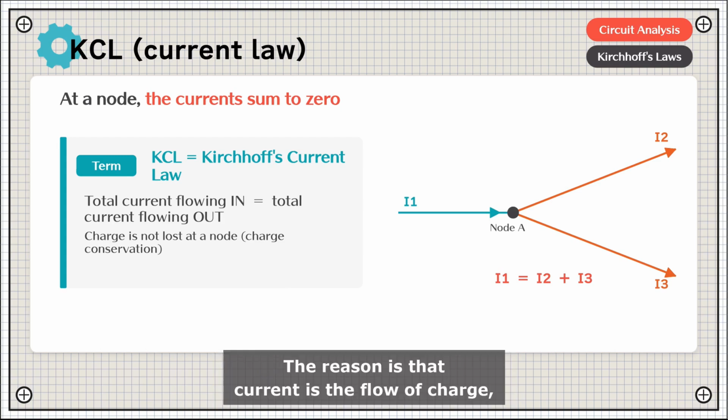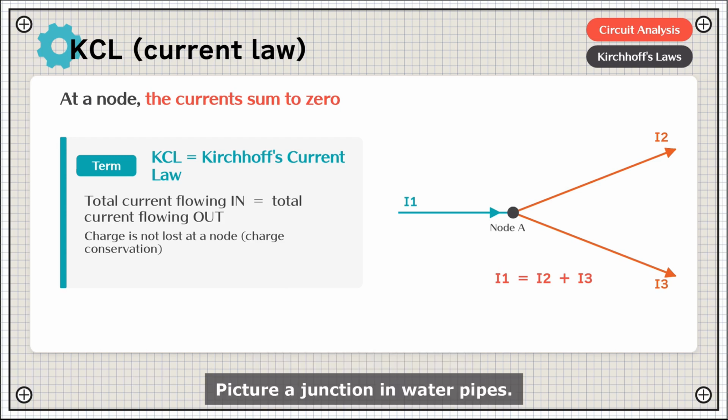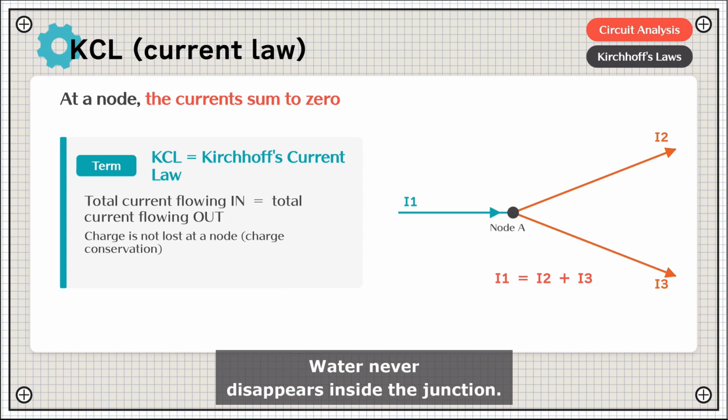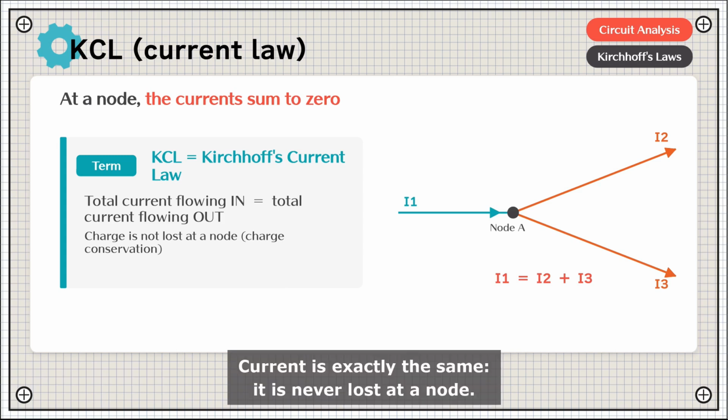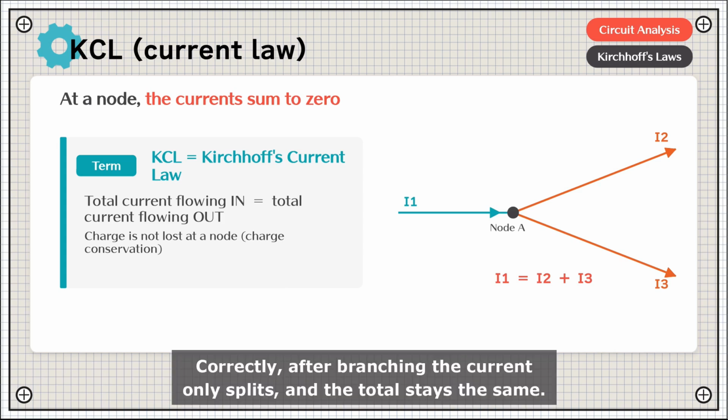The reason is that current is the flow of charge, and the charge is neither created nor destroyed at a node. Picture a junction in water pipes. The amount of water coming in always equals the amount going out, right? Water never disappears inside the junction. Current is exactly the same. It is never lost at a node. It's easy to feel that current gets weaker after branching, but that's a misconception. Correctly, after branching the current only splits and the total stays the same.